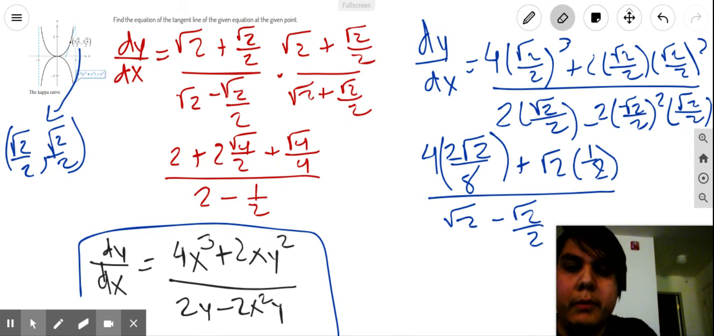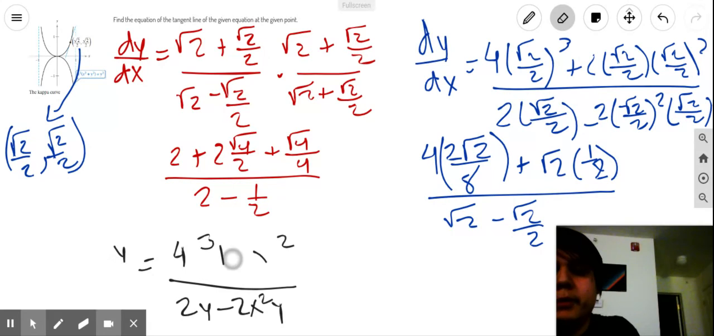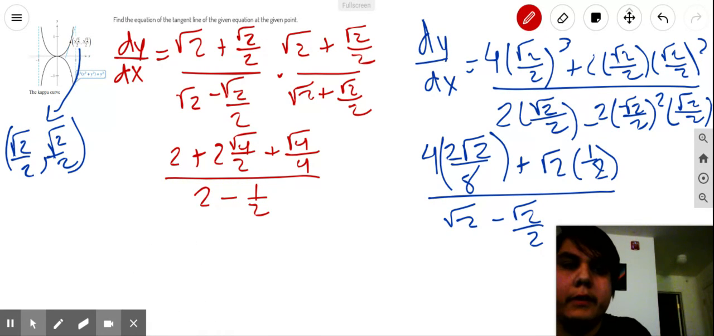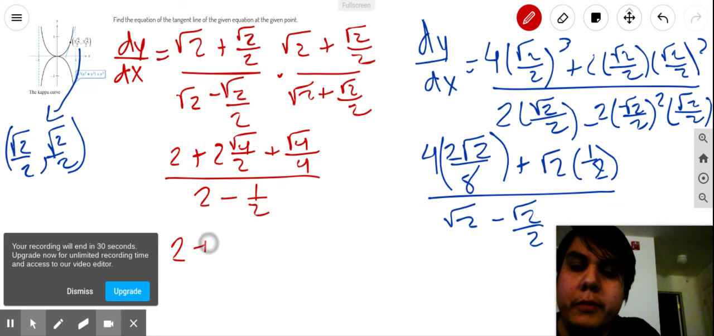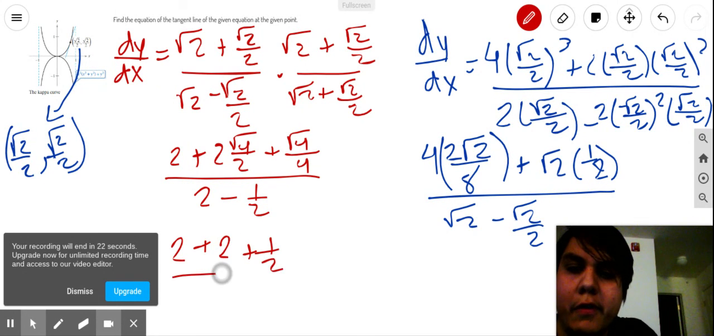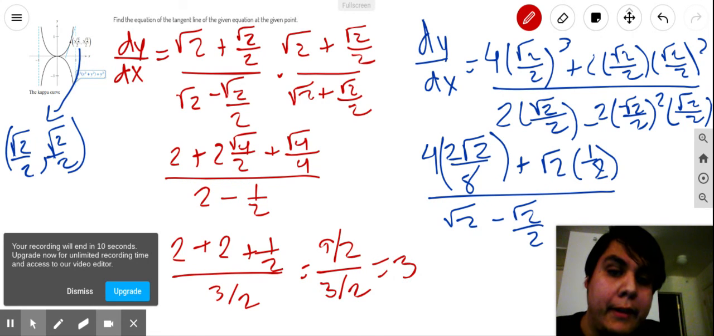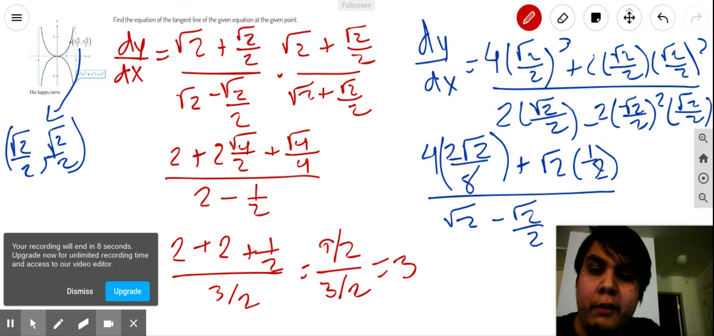I'll erase a little bit more because I need more room. All right, this is actually a pretty nice website. So you get 2 plus 2 plus a half over 3 halves, which gets us 4 and a half, so 9 halves over 3 halves, which gets us 3. We're going to run out of time again, so stay tuned for our thrilling conclusion.